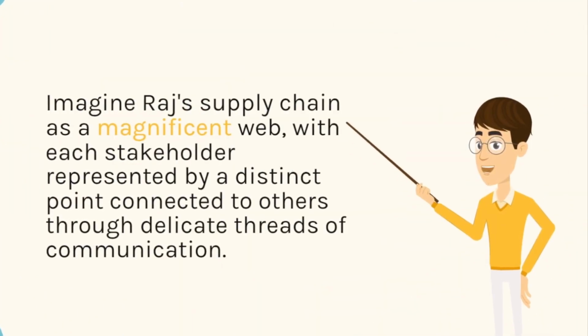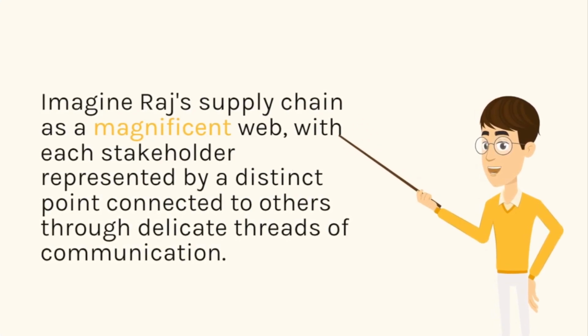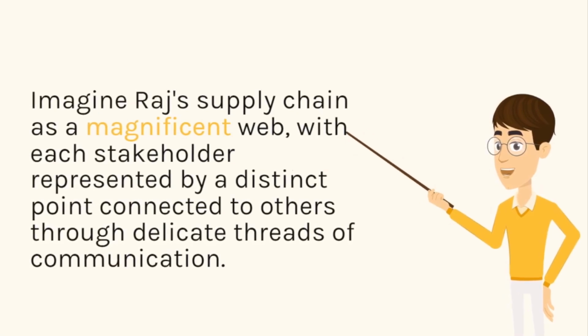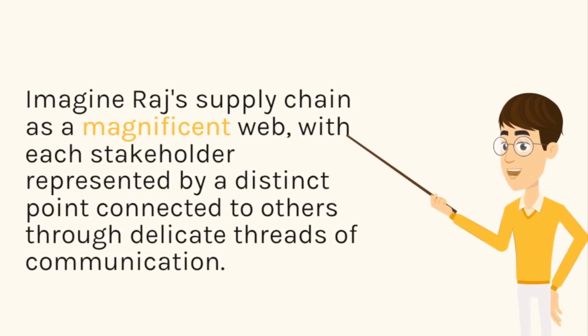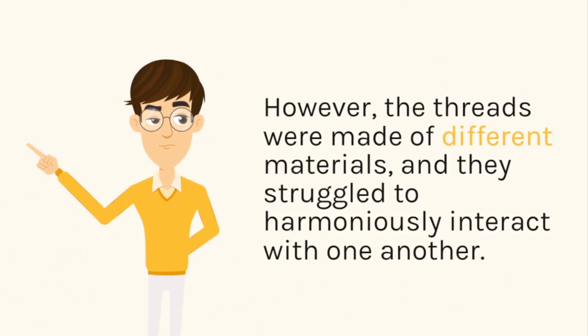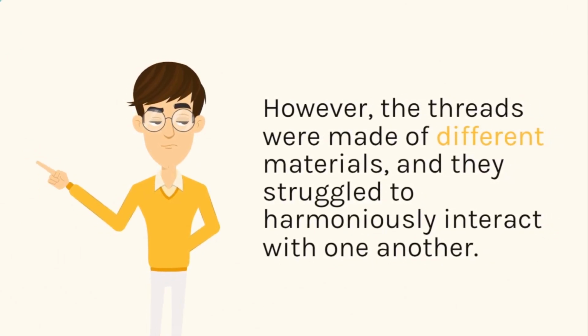Imagine Raj's supply chain as a magnificent web, with each stakeholder represented by a distinct point connected to others through delicate threads of communication. However, the threads were made of different materials, and they struggled to harmoniously interact with one another.